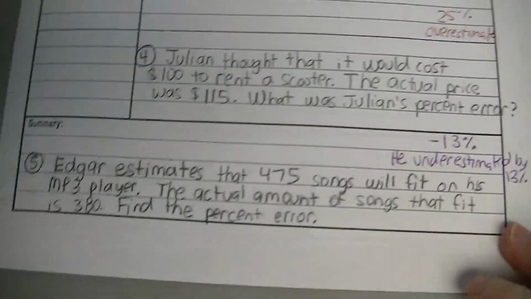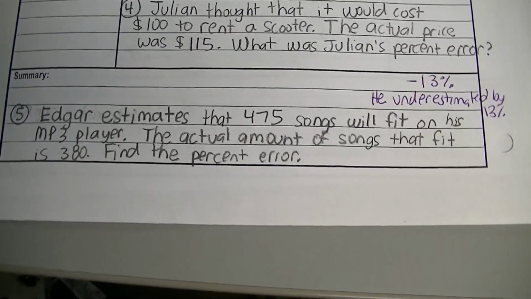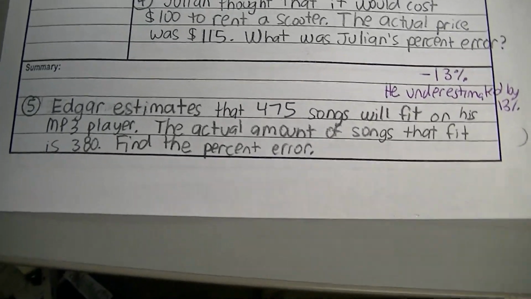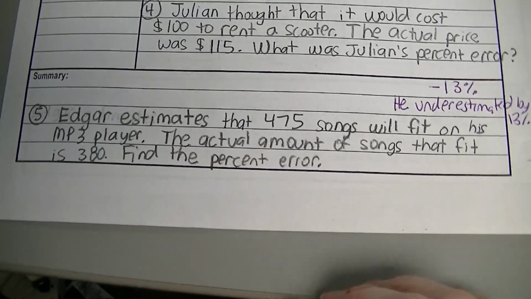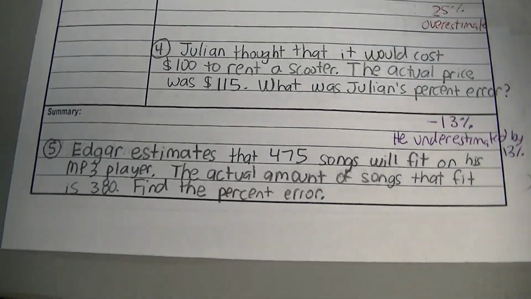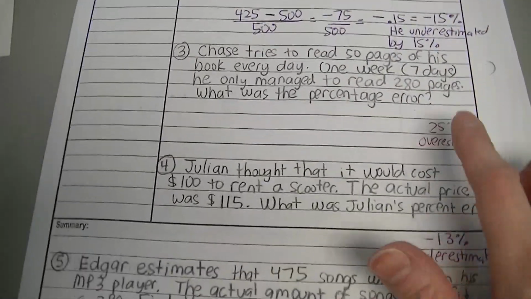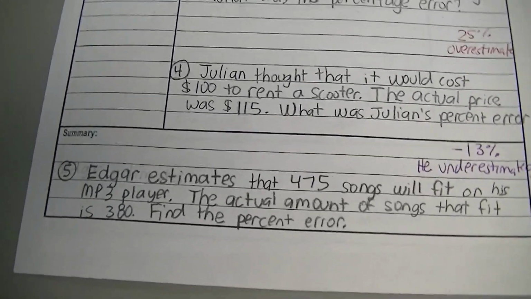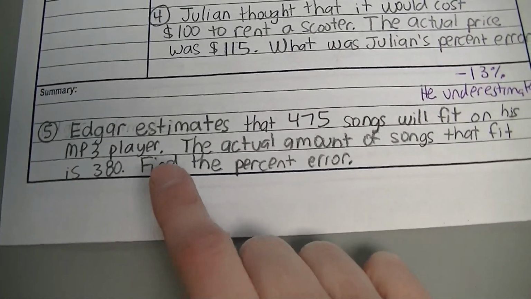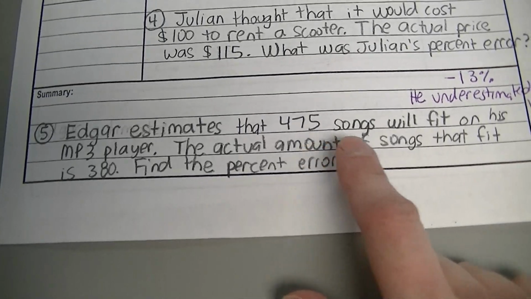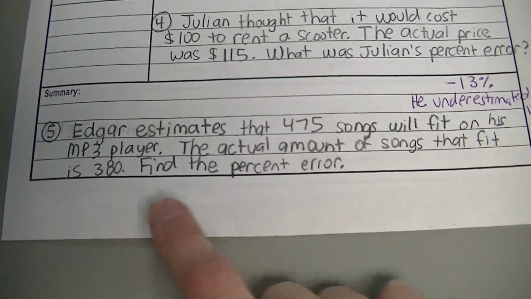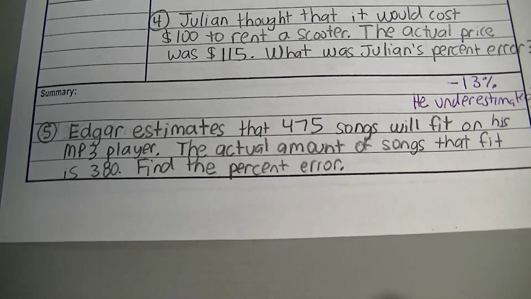Okay, and for this last one, I'm not going to give you the answer at all. I'm just going to check it when you turn in your notes, and I do expect you to get this correct. So if at any point when you're reading this you don't understand it, please refer back to the above examples that I've given you, where I've shown my work and given you the answers, and please try to figure it out. If you have any continued questions, please let me know. So number 5 says, Edgar estimates that 475 songs will fit on his MP3 player. The actual amount of songs that fit is 380. Find the percent error.